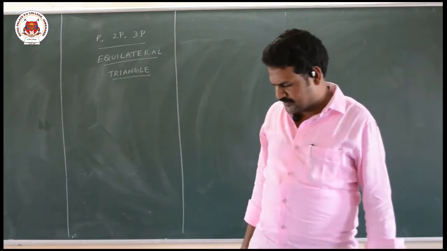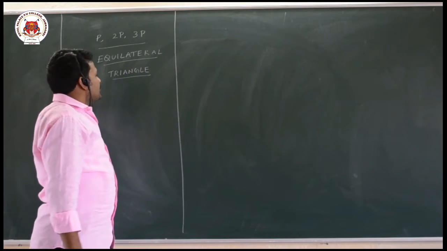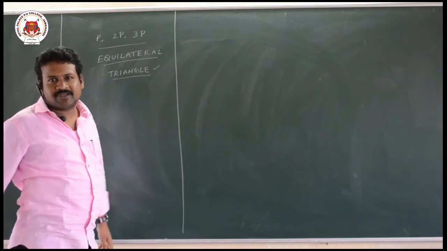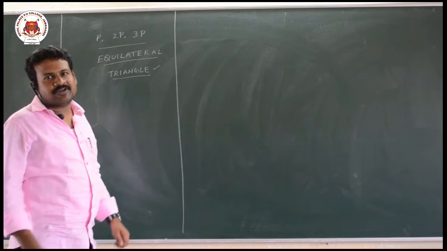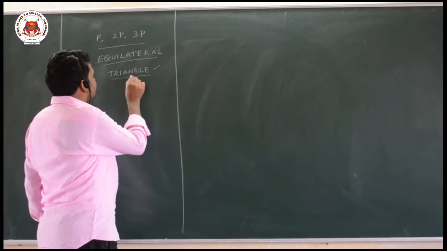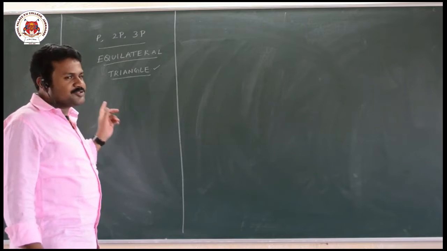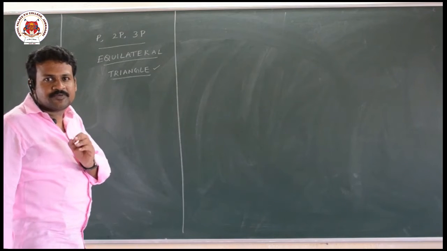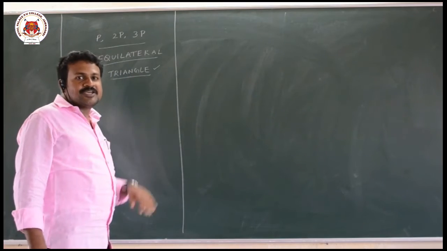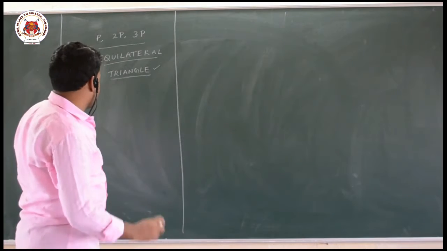Find their resultant. Some people will get a doubt: how do p, 2p and 3p form an equilateral triangle? Here the question is not telling that they form an equilateral triangle. They are acting along the sides of an equilateral triangle. Some people will answer that p, 2p and 3p cannot form an equilateral triangle. What I am saying in this question is that three vectors of magnitude p, 2p and 3p are acting along the sides of an equilateral triangle. Then find their resultant. That is the question.